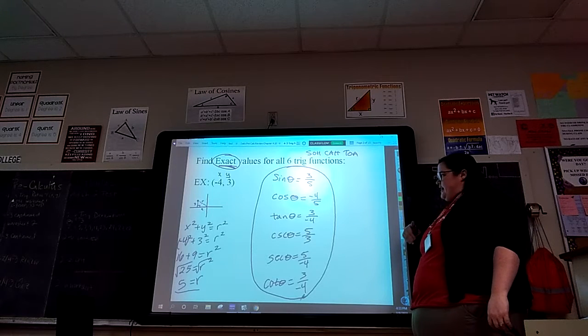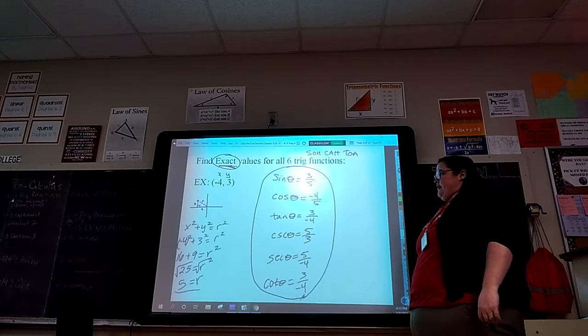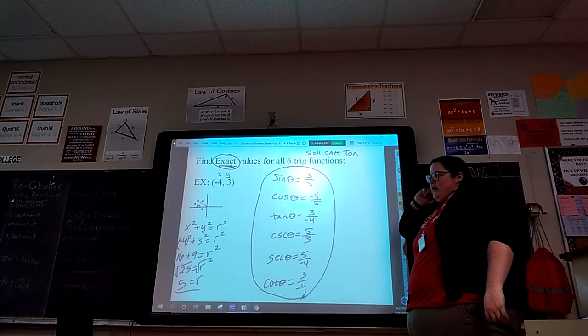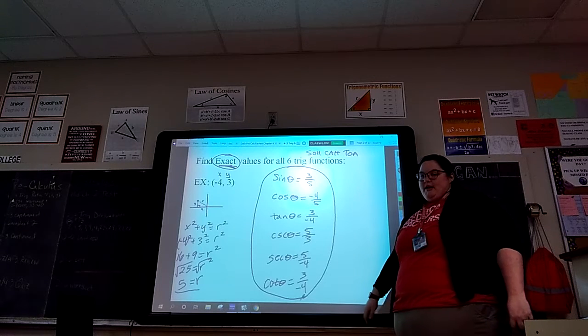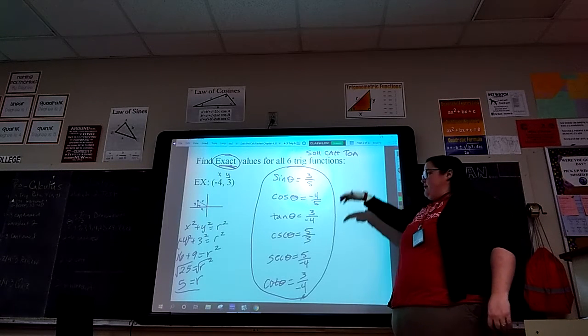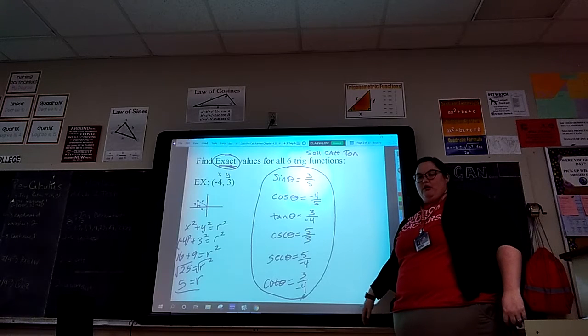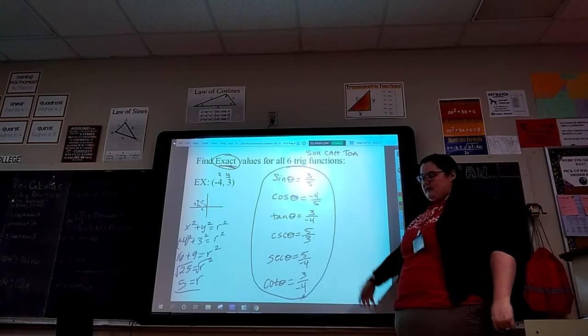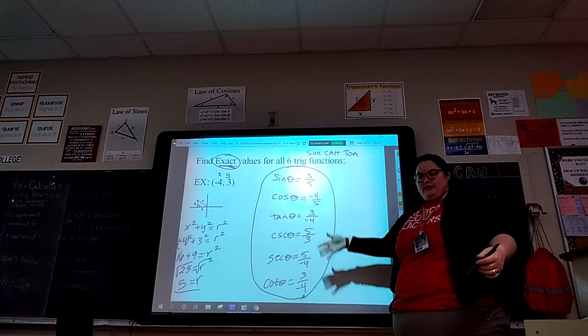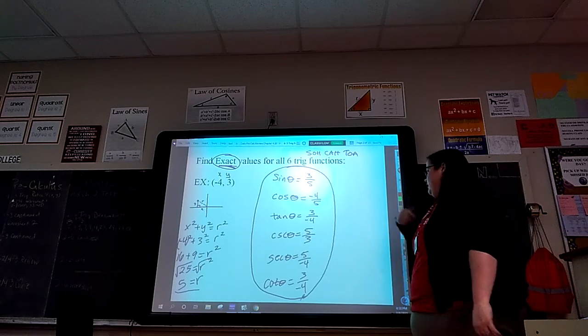Alright, so the biggest difference now is we'll have some that are negative. If I ever do give you an x or y that is 0, if you ever have to put that on the bottom, that value would be undefined. But like I said, in this one, we found all 3 values pretty nicely, and so we were able to find all 6 ratios pretty quick. Okay, let's do another example.